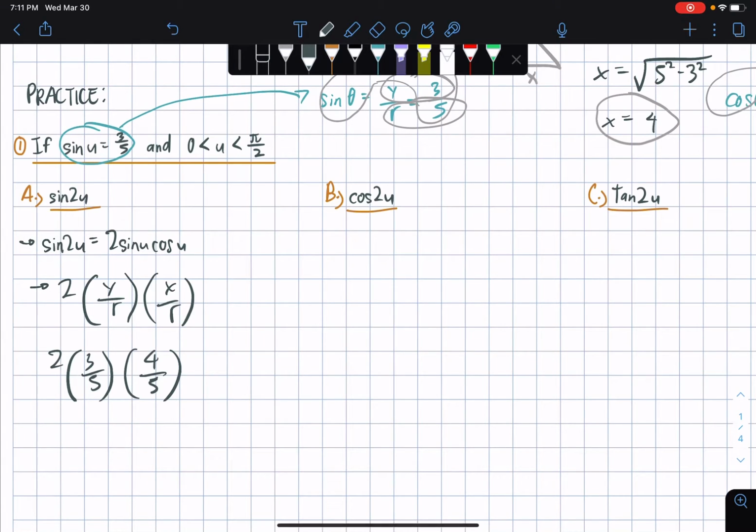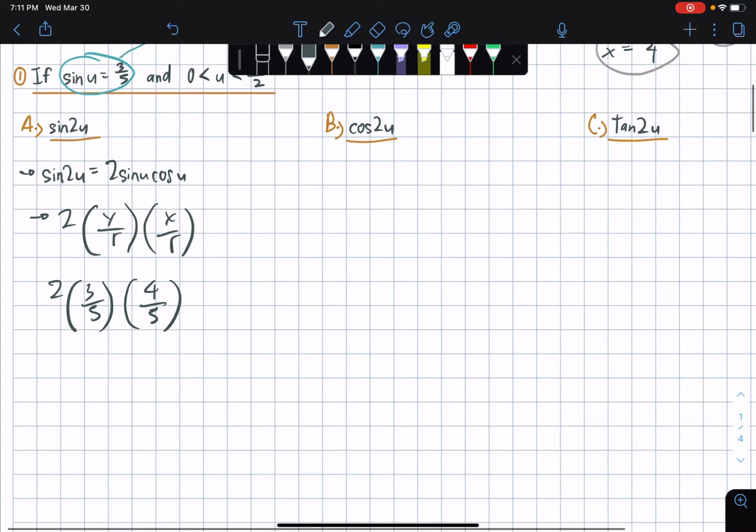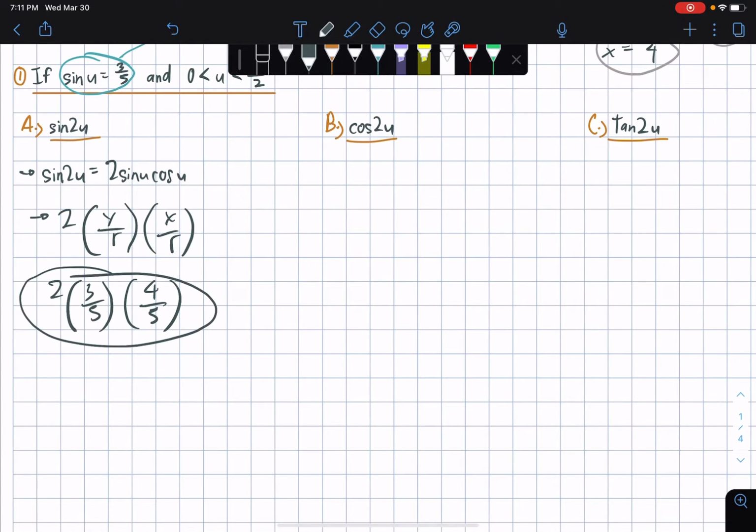I'm not sure if your teacher will still allow you to use the calculator here, but the math is pretty easy already. Just solve this and the answer would be 24 over 25. It's a proper fraction.